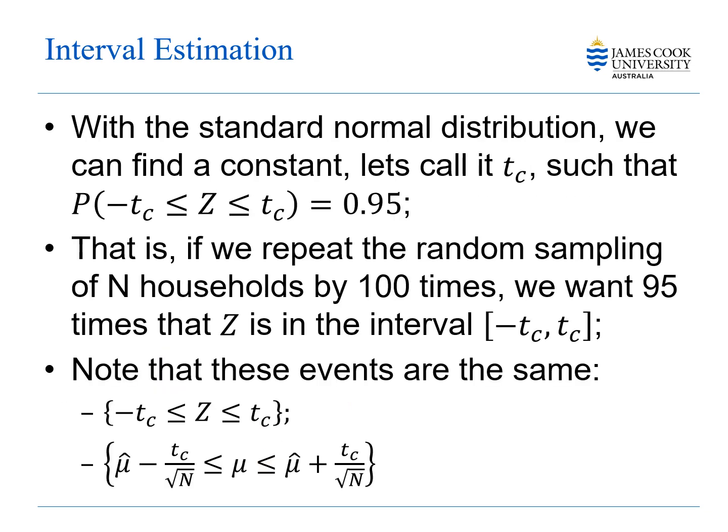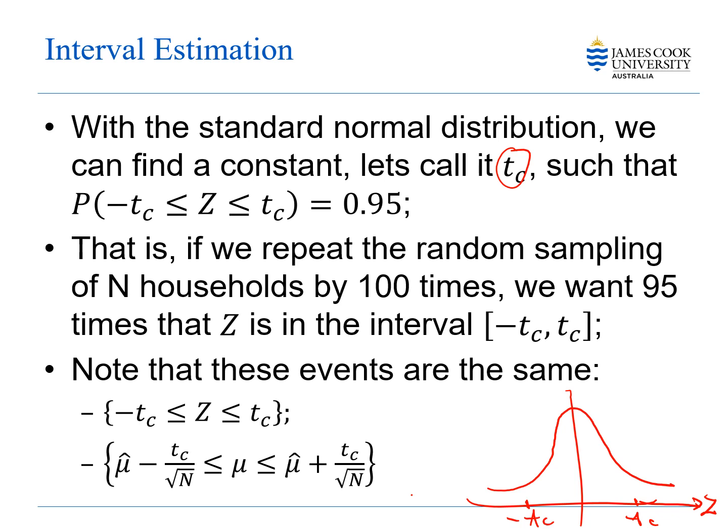So with the standard normal distribution, we can find a constant. This is called TC. So we have this PDF of the standard normal distribution, and we want to find a TC. Z here is the horizontal axis, Z. This is TC, and this is negative TC.